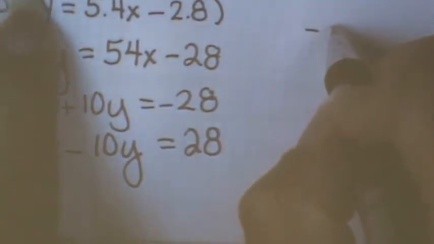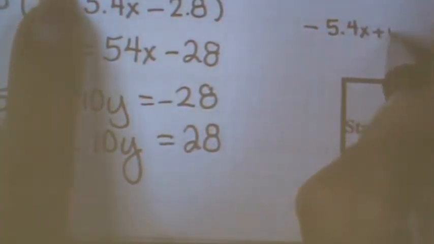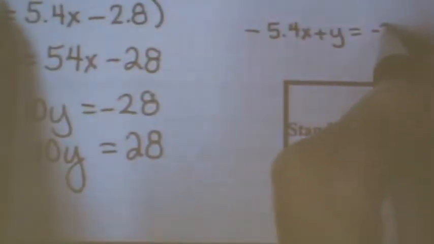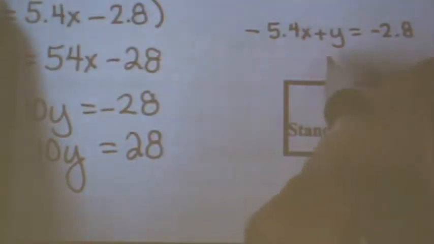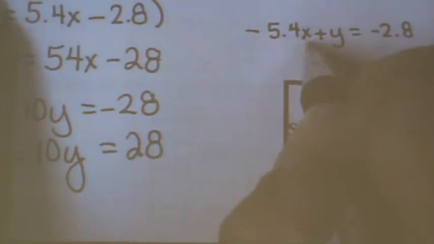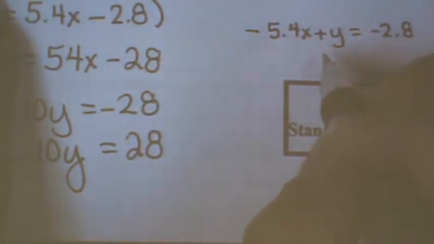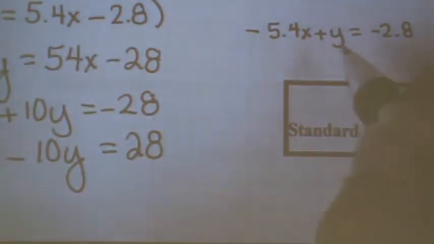Yes, you could do it the other way also. You could move 5.4x to the other side first if you'd like. You could bring this over and make it negative 5.4x and then plus y equals negative 2.8. And then you can move your decimal over one place if you want.